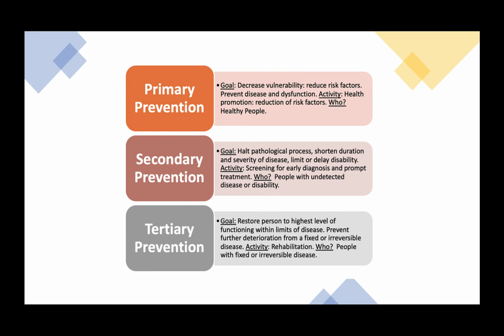We've also seen primary, secondary, and tertiary prevention in other courses. This is just a repeat theme, and it's applied here to population health. So we're going to talk about this just really briefly. Primary prevention, its goal is to decrease vulnerability and reduce risk factors, prevent disease and dysfunction. So primary prevention is all about prevention, right?